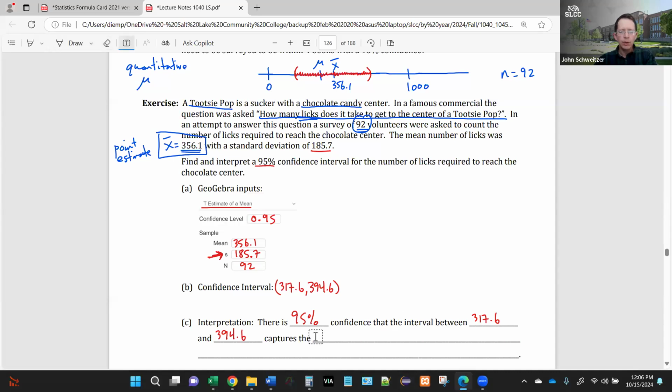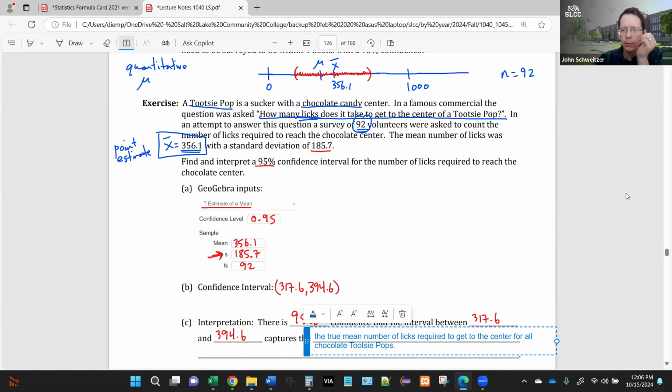Well, it's a mean. It's mu. And remember, we're doing inference for the population, so at this point we don't want to say anything about a sample. We want to talk about the population. So it captures the true mean number of licks required to get to the center for all chocolate Tootsie Pops.